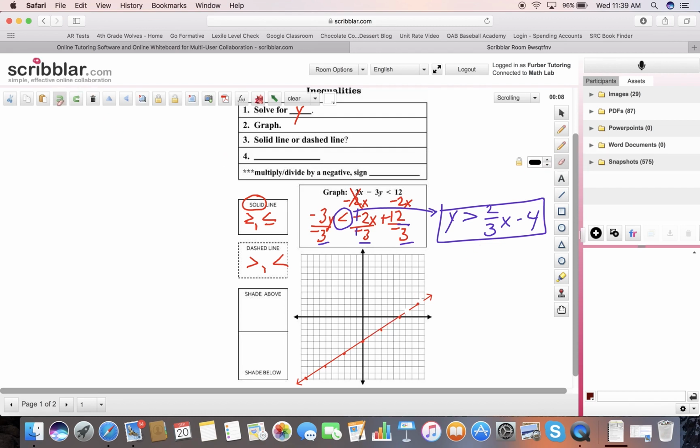Let me make my eraser a little bit thinner. So hopefully I can make this a little bit better. There we go.